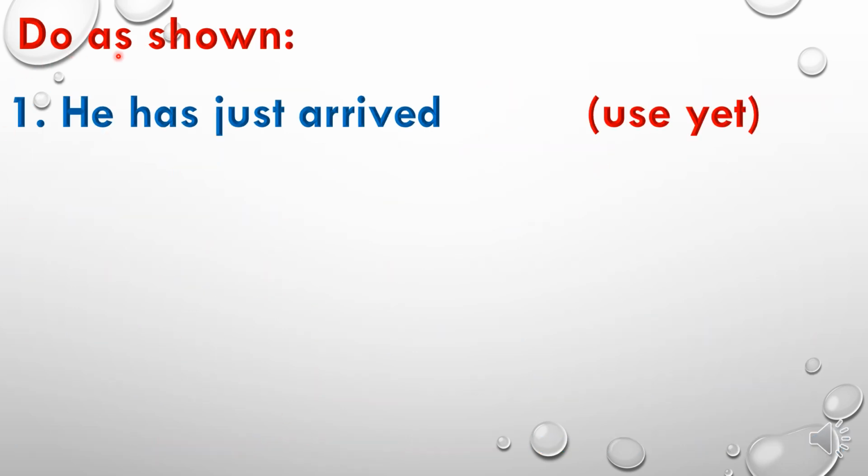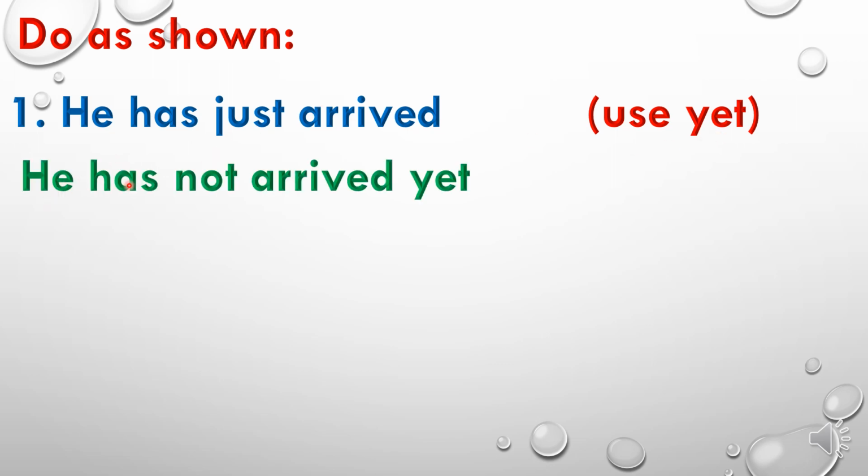Now do as shown between brackets. Number 1, he had just arrived. Use yet. استخدمي yet. طبعا yet من الكلمات الدالة على الزمن و just كمان. أول حاجة you have to omit just. احذفي just. حذفناها. تاني حاجة we use yet for negative sentences. So he hasn't arrived yet. إذا أنا حذفت just ونفيت الجملة.